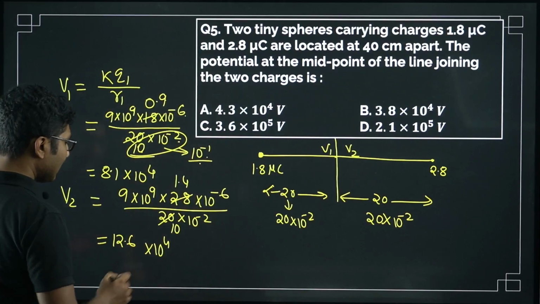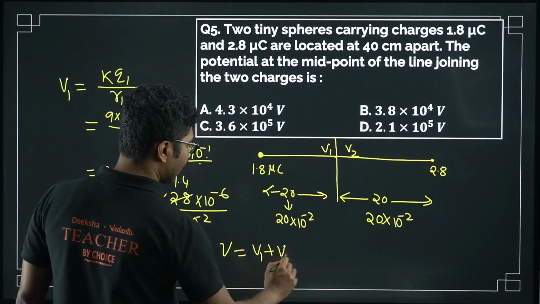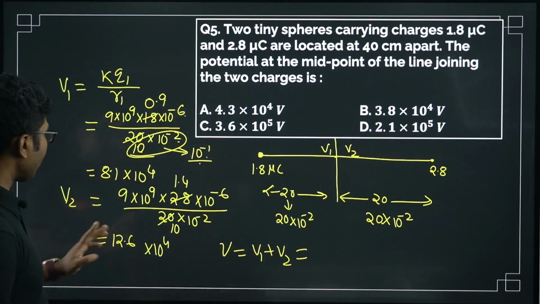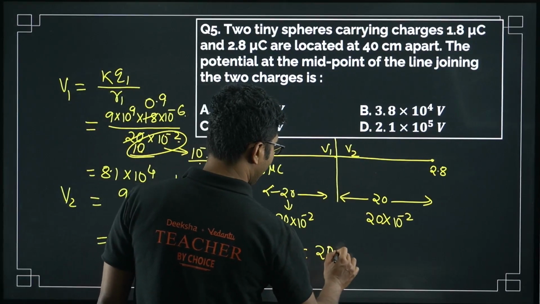So now you add this. Total potential is basically, potential always gets added. It's a scalar quantity. There is no sign. So it will always be added. 8.1, 12.6. So it will be 20.7.